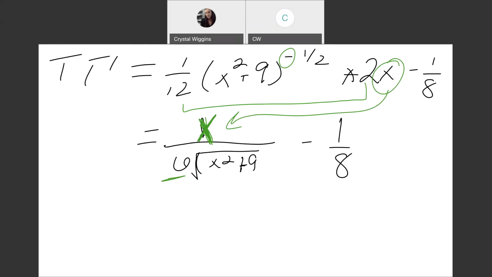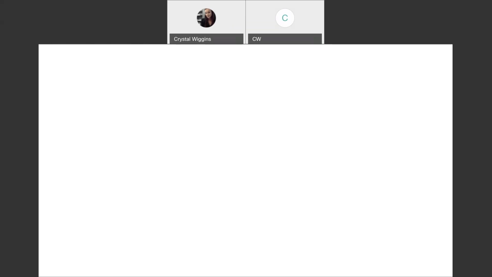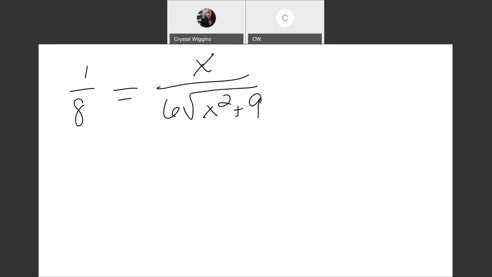Okay, now we're ready to set this thing equal to 0 now that we have it all simplified. So we have 0 is equal to x over 6 times the square root of x squared plus 9 minus 1/8. So let me add 1/8 on both sides. And we'll move on to the next slide to see that. Okay, so we have 1/8 is equal to x over 6 times the square root of x squared plus 9.